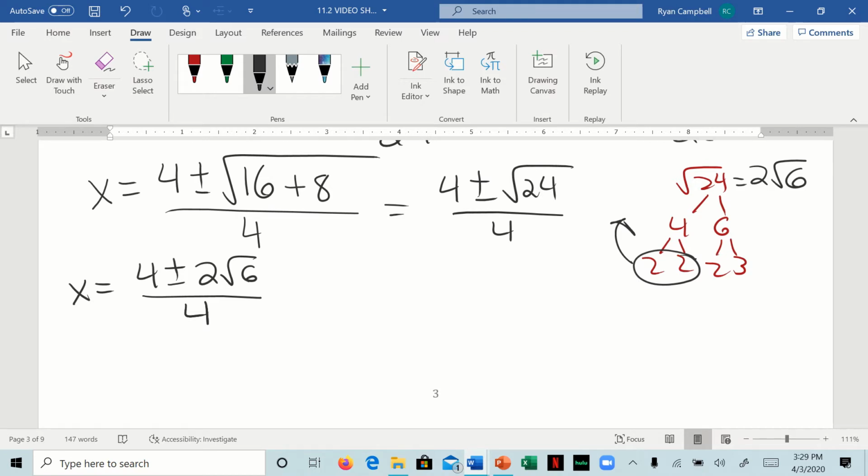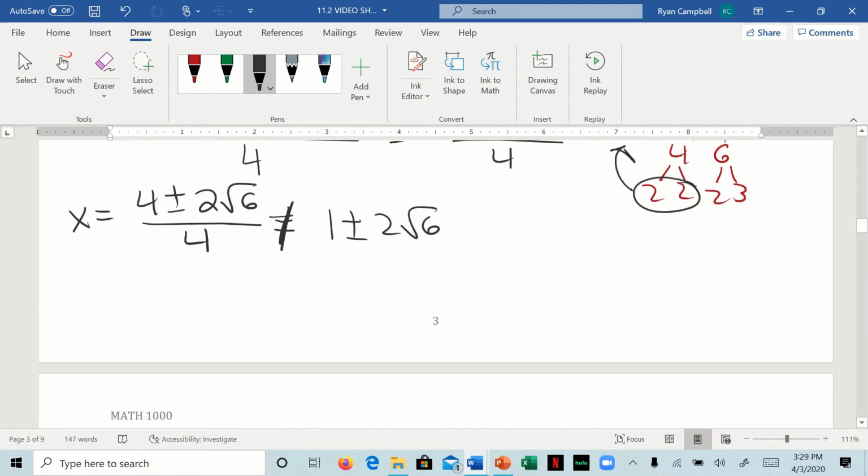And since we can't combine any of these with the square roots, we can actually leave it like it is. Or we can simplify, right? A way to simplify is to divide everything by the 4. You have to make sure to divide everything. A way to not do it would be 4 divided by 4, which is 1 plus or minus 2 square root of 6. That is not correct. That does not work.